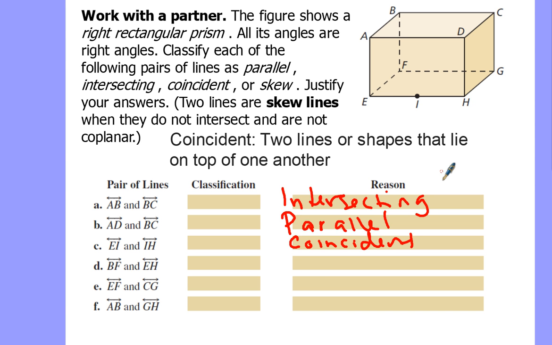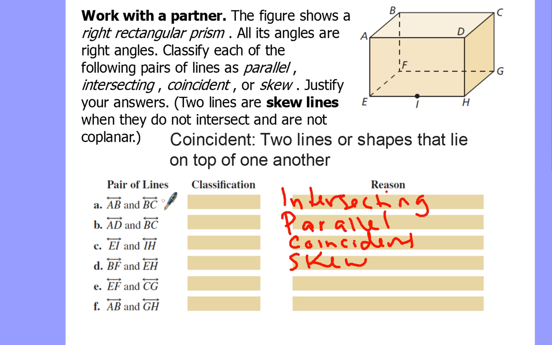Let's take a look at BF and EH. So we have BF back in here, and we have EH back here. BF is a vertical, but towards the back of our prism. EH is a horizontal on this front face of our prism. If you continue and imagine that these lines go up and down forever, and out and out forever, those are never going to intersect. But they also lie on different planes. So those are an example of skew lines right here.